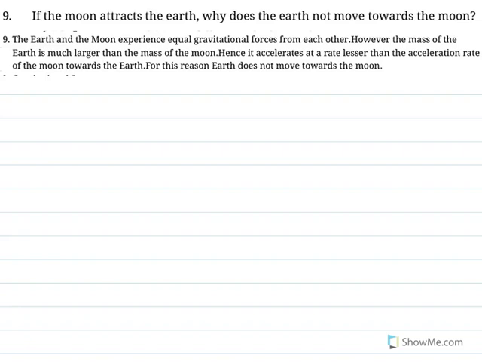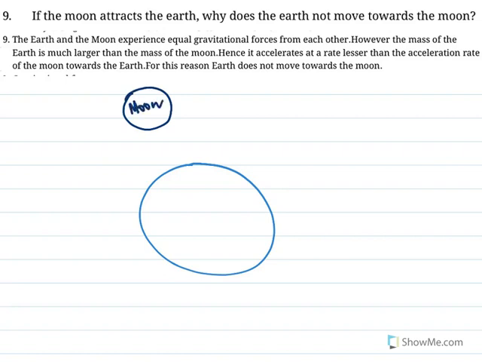If the moon attracts the earth, why does the earth not move towards the moon? So you have the earth that is large, and then you have the moon which is smaller. So this is the moon, and here is the earth. Now both attract each other with the same force. The moon attracts the earth, and the earth also attracts the moon with the same force. We do not see the earth moving towards the moon because the mass of the earth is large.